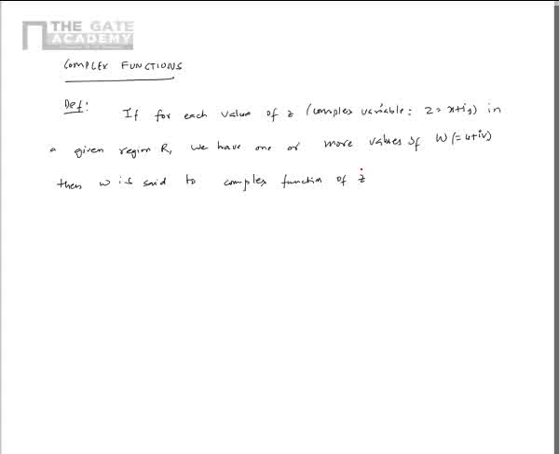So for each value of z, if we have one or more values of w, then w is called a complex function of z, and we write w equals f of z, basically u plus iv, where u and v are functions of x and y. This is how we write. Well, this is like a function of a real number, like log x is the log of a real number, and similarly you can have log z. Okay, so we'll see all that. Similarly exponential, so we'll see all those. Okay, examples of basic functions.